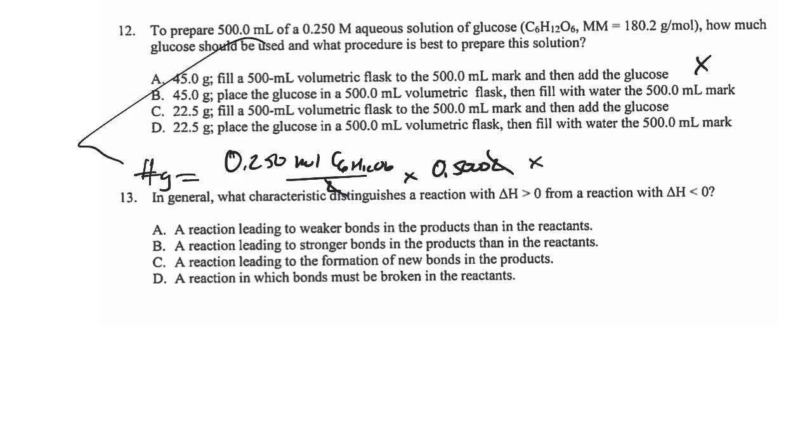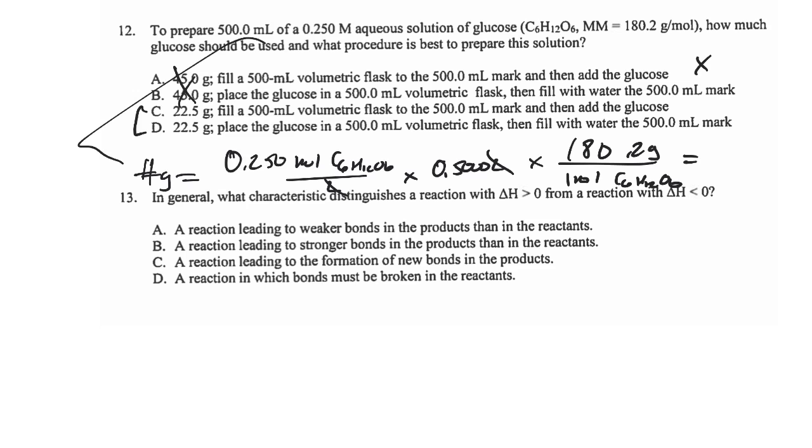And then 1 mole of glucose has a molar mass of 180.2 grams. So we can solve for the mass right off the bat, so we can narrow in onto one of these answers. 0.25 times 0.5 times 180.2 gives me 22.5. So I want C or D here. So 45 is too much. So 22.5.